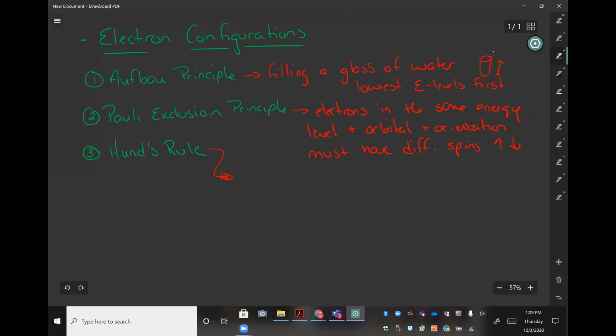And with Hund's rule, we say that in a specific orbital, you must have one electron in each orientation before you can go back and double up. Okay, so now that we've covered these rules, let's take a look at doing an example of an electron configuration.